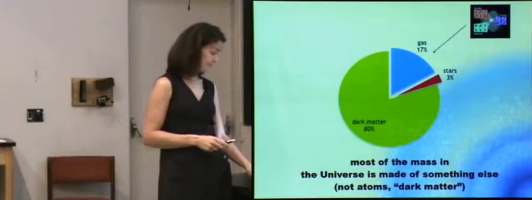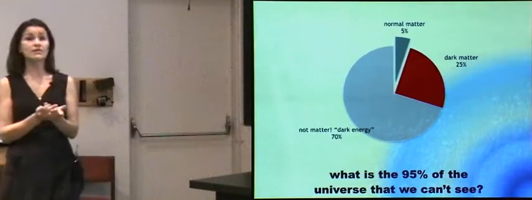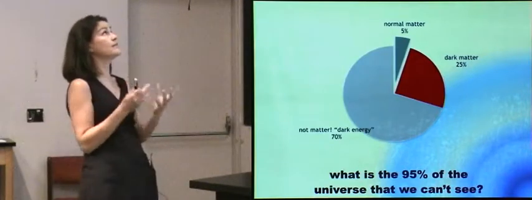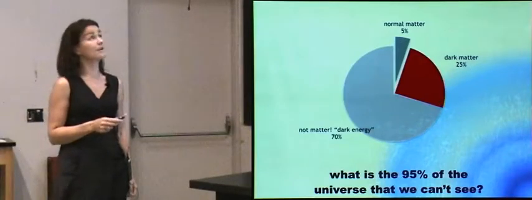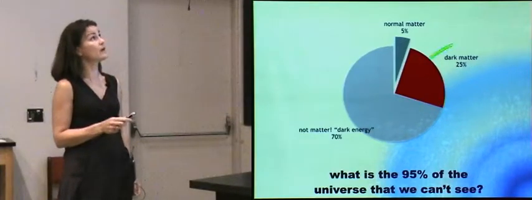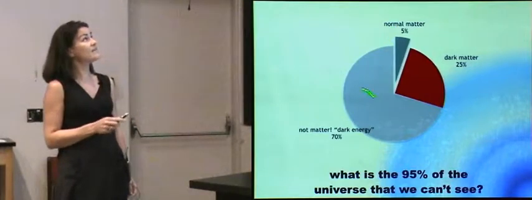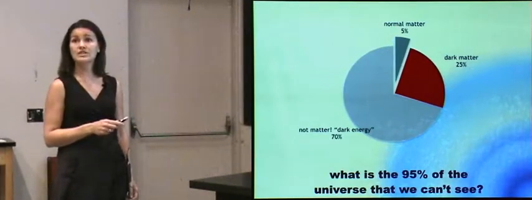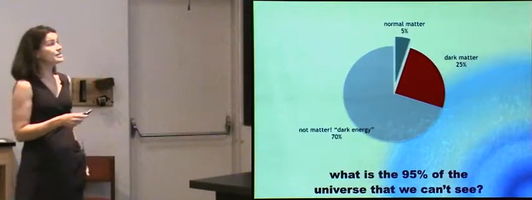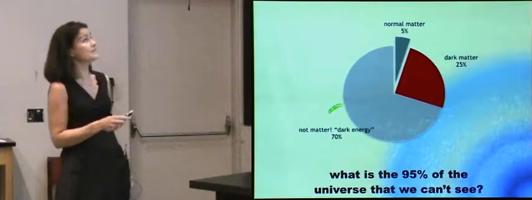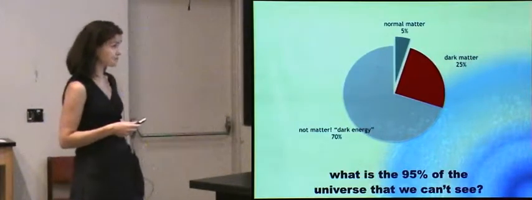Okay, so most of the mass in the universe is made of something else, not atoms, and we call that the dark matter. Then what about the total energy in the universe, the total amount of stuff? Then dark matter is not the whole story. That's 25% of the stuff. The normal matter is 5%. And the rest of it is this unknown component, the dark energy, which we spoke a lot about. We consider this a really mysterious component, which is causing a late-time accelerated expansion.